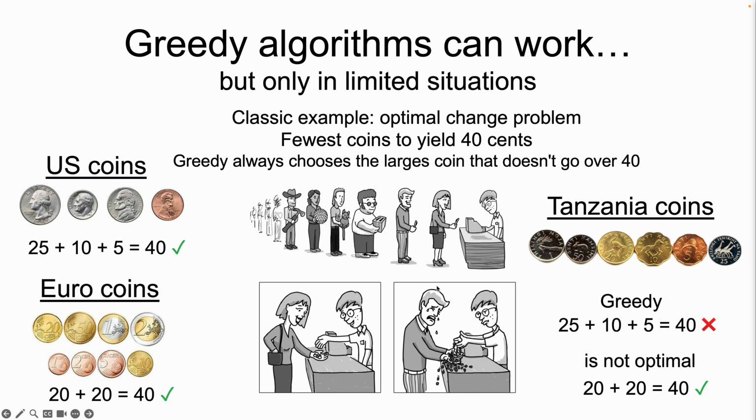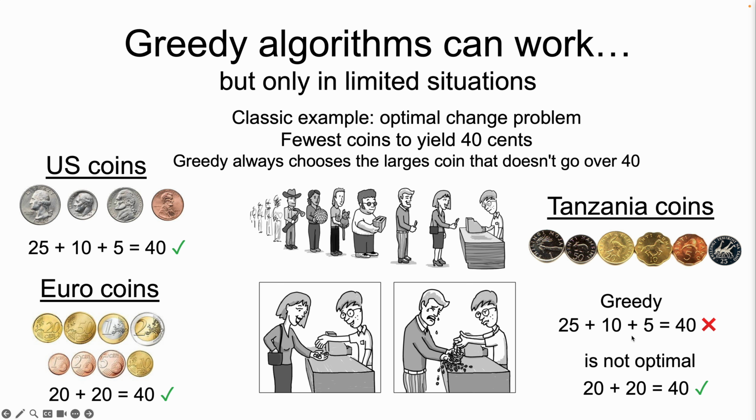Where it doesn't work is, like, Tanzania has a 25 and a 20-cent coin. I'm not sure they were all minted in the same year. I think they might just all be in circulation and they changed at some point, but that's neither here nor there. The problem is the greedy algorithm will give you the same solution as the US coin system, but that is not optimal for the currency in circulation in Tanzania. The optimal solution would be to give 2 20s.